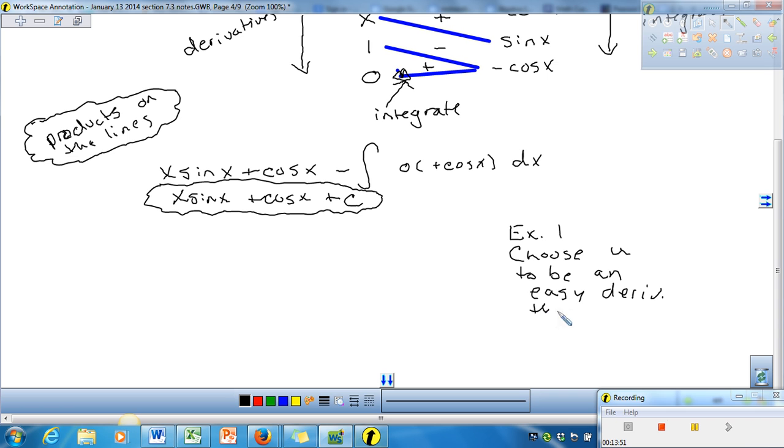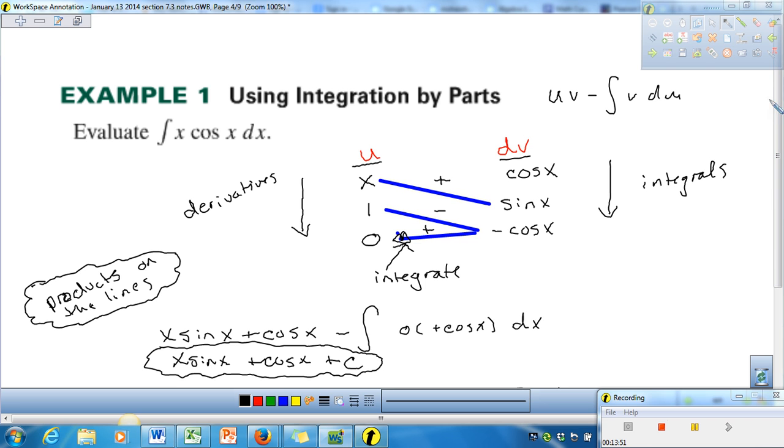That goes to 0. All right, so let's see some other examples. Questions on the actual method, the organization?